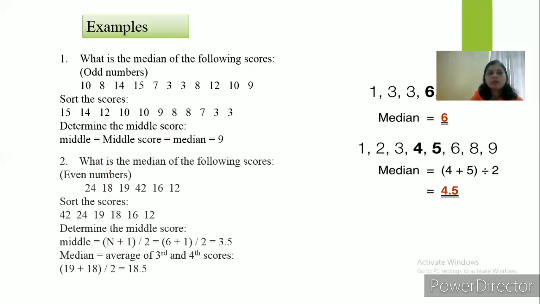Then the median of the even number: 1, 2, 3, 4, 5, and 6. Okay. Then sort these scores in descending order and determine the middle score, which is (n plus 1) divided by 2, that is 6 plus 1 divided by 2, that is 3.5. The middle is 3.5. See, this median is the average of the third and the fourth score. So 19 plus 18 divided by 2 is equal to 18.5. What is the middle one? 18.5. So the middle one of the even number is found to be 18.5.